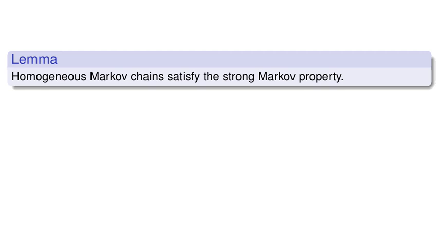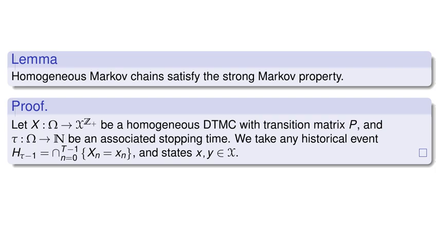We have a lemma that states homogeneous Markov chains satisfy the strong Markov property. For the proof, let X mapping from Ω to 𝒳^(Z+) be a homogeneous DTMC with transition matrix P, and τ mapping from Ω to N be an associated stopping time. We take any historical event H_{τ-1}, which is the intersection from n equals 0 to τ-1 of the set {X_n = x_n}, and states x and y in 𝒳.